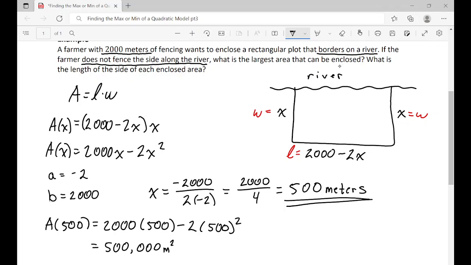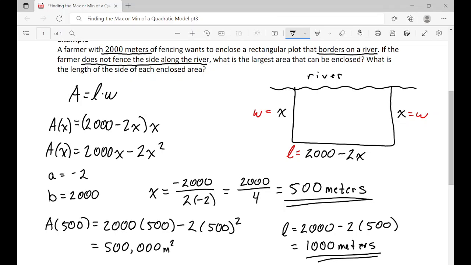So what is the largest area that can be enclosed? 500,000 square meters. So we know what the area is going to be, but what are the dimensions? What are the lengths? So we know that the width is 500, x, so 500 here and 500 here. So what's the length? Well, I can just plug 500 in here, and I will find out the length. So length is going to be equal to 2000 minus 2 times 500, which means I'm going to get 1,000 meters.